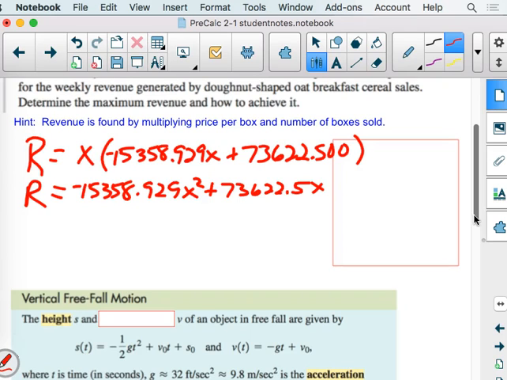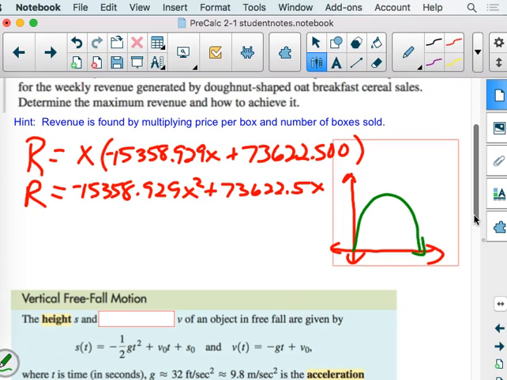And that's going to be quadratic. So now, determine the maximum revenue and how to achieve it. Right? So I know it's a quadratic. And they're saying without thinking about minimizing costs or any of that stuff, just use that quadratic to figure out where the maximum revenue is.